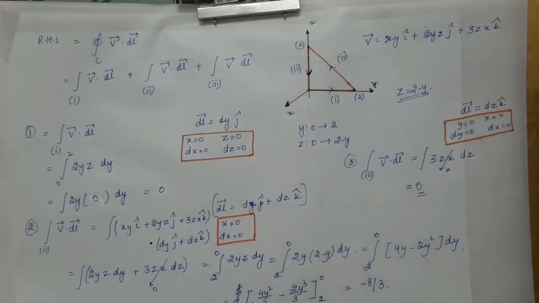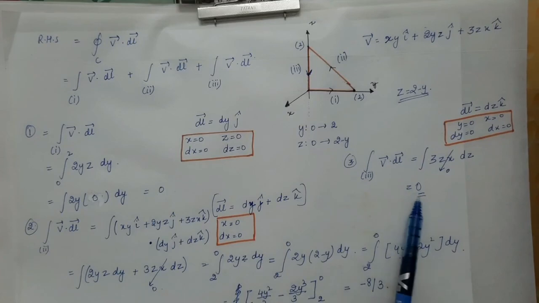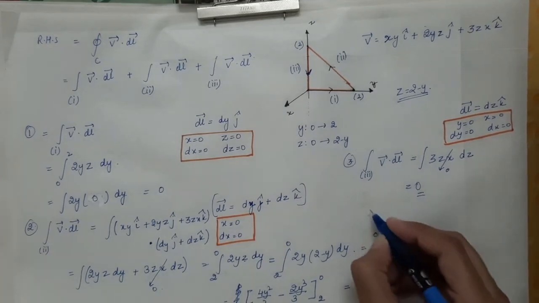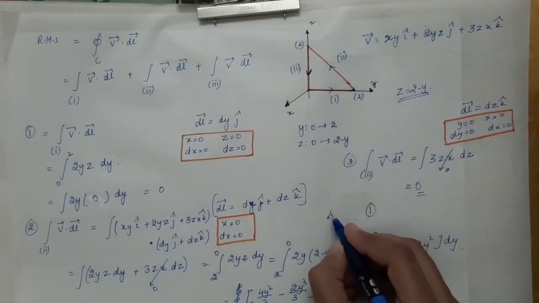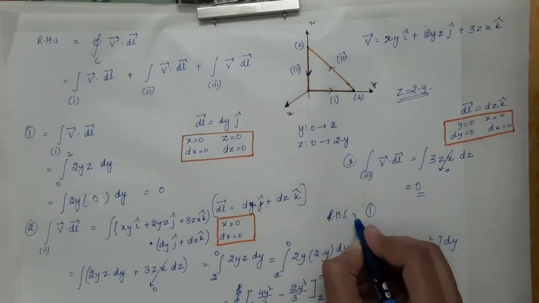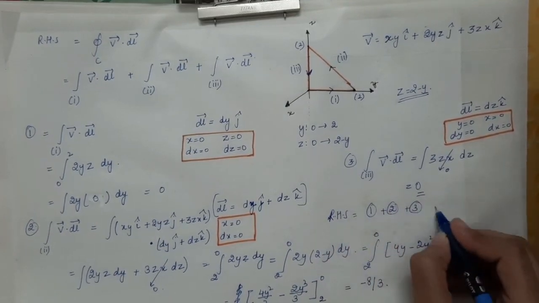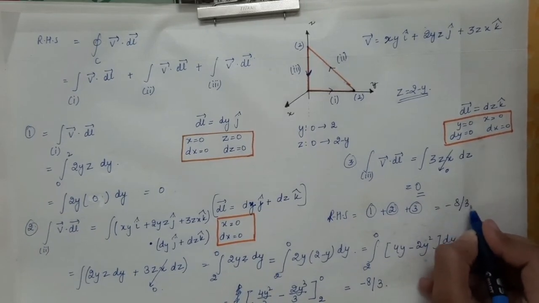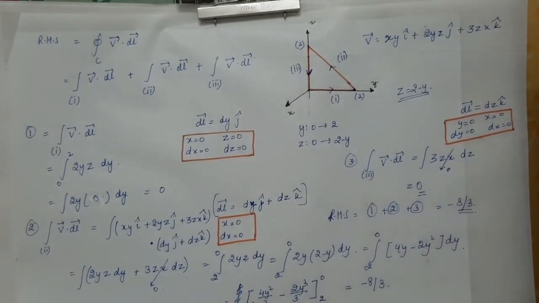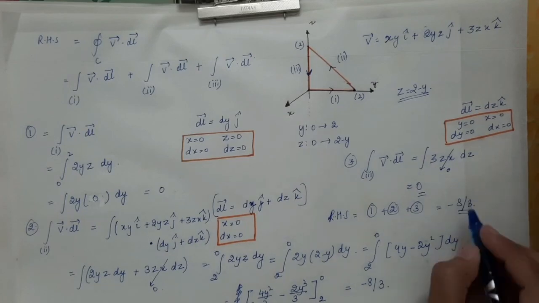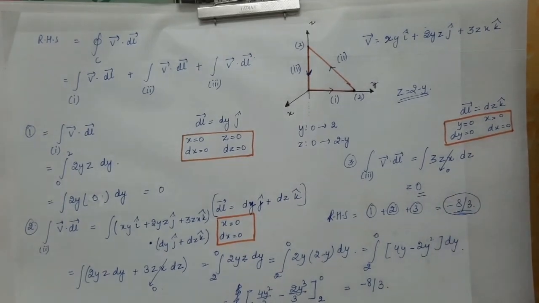So when we sum all these line integrals, that is 0 minus 8 by 3 plus 0, the right hand side is equal to the first integral plus the second integral plus the third integral, which is minus 8 by 3. So the left hand side also came out to be equal to minus 8 by 3, and the right hand side has also come out to be equal to minus 8 by 3. So we have verified Stokes' theorem.